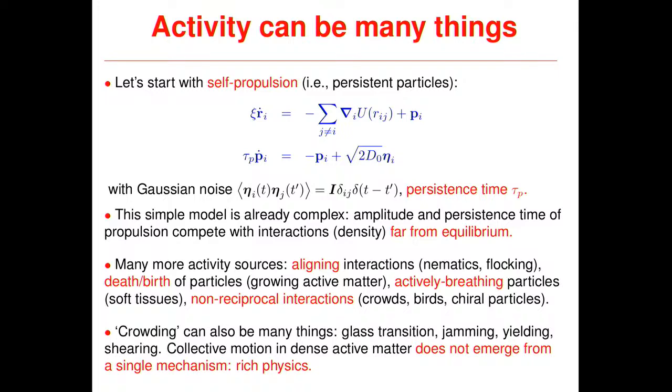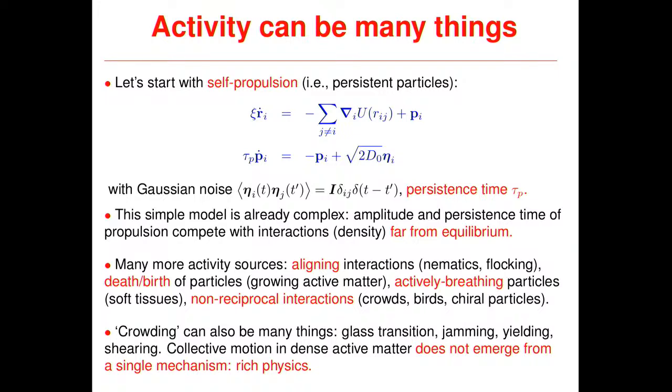This thing has a persistence time tau p as given by this differential equation. So this is a persistence force. So for the single particle, you would have persistent Brownian motion, that is self-propulsion. If you take this very simple model, because of the interparticle interactions, you have crowding effects, density effects will matter, and you have the drive by the self-propulsion. And so this model, although very simple, is already quite complicated. And many people have tried to understand the physics and the competition between propulsion and density.